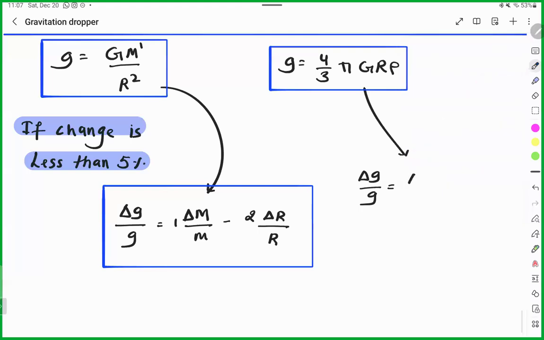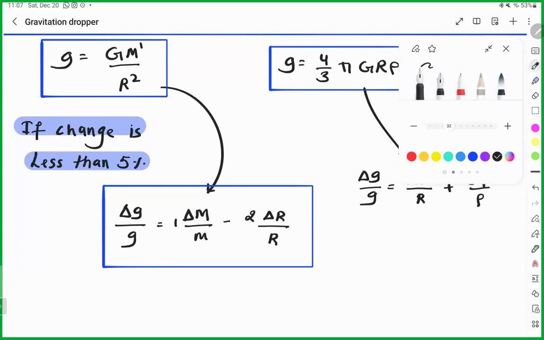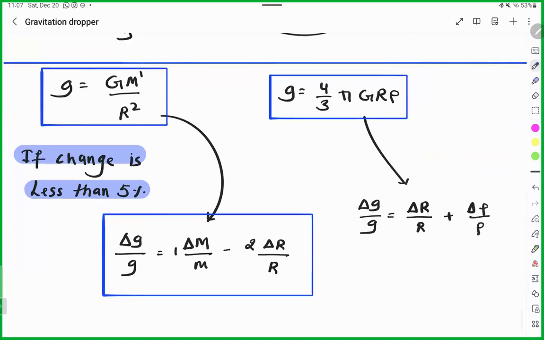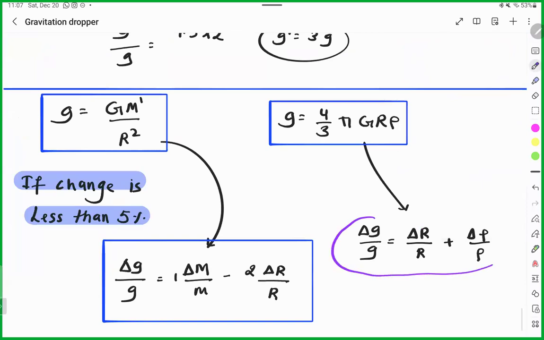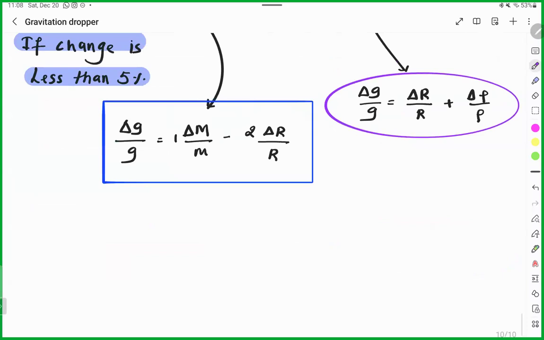Ask me at the end of the class. So Jordan, we were doing this delta R by R plus delta rho by rho. Any doubt? No, sir. Okay, so remember, if you have a given formula and you want to calculate percentage change, numerator will be addition and denominator will be subtraction and power will be multiplied. Any doubt?